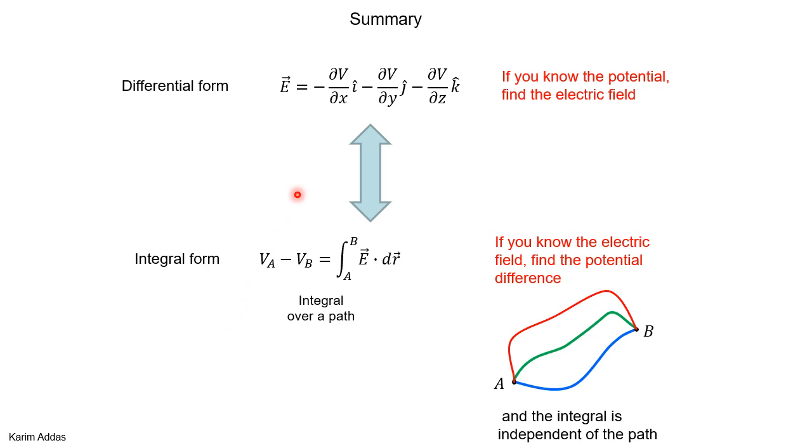So again, to summarize, these are the two basic definitions or ways of expressing the relationship between the electric field and the potential. We started with this one and we showed that this one is correct. Some textbooks start with this definition and then they show that this one is correct. It doesn't matter really which way you start, but they're both equivalent. One is a differential form, one is the integral form. And we showed also that the potential difference between 2 points doesn't depend on the path.